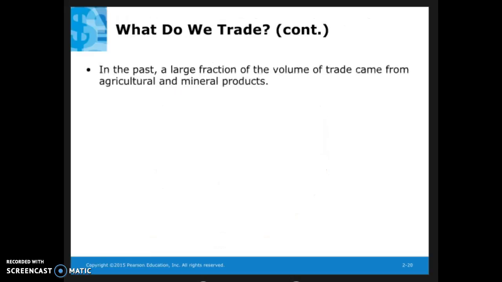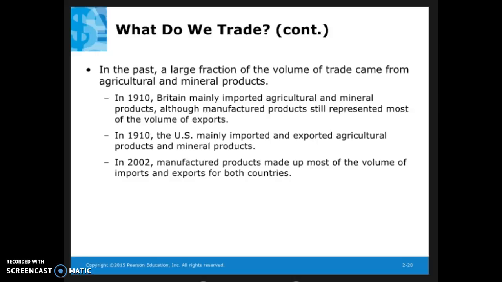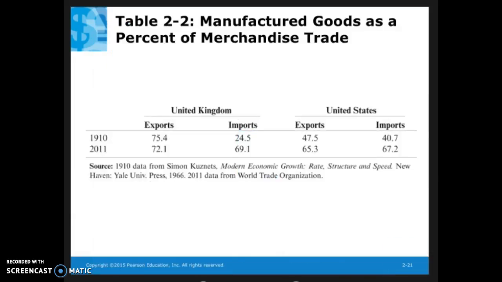Additionally, what did we trade in the past? A large fraction of the volume of trade came from agricultural and mineral products. In 1910, both the US and Britain mainly imported and exported agricultural and mineral products. That was during a period of transition from more agrarian societies to more industrial economies. In 2002, manufactured products made up most of the volume. So here you can see how trade has changed throughout time between 1910 and 2011.